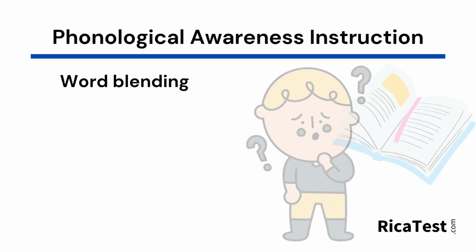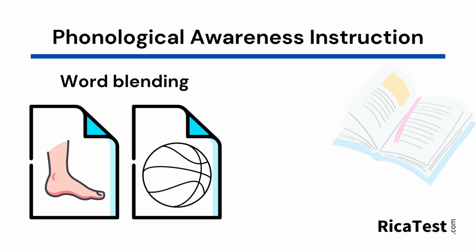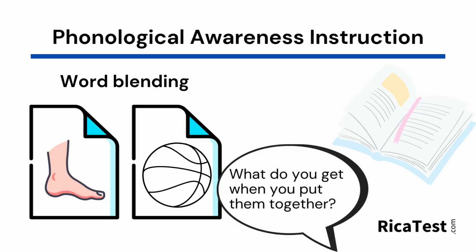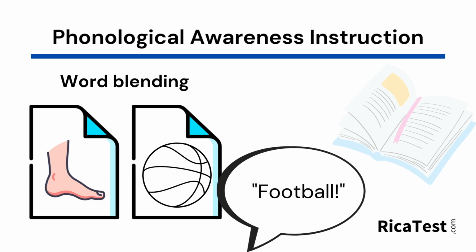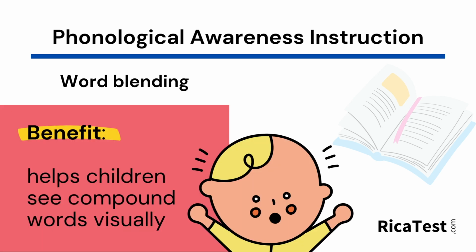For this reading need, the teacher will use word blending instruction. The teacher here will use pictures of the two parts of the compound word. For example, foot and ball. The teacher prompts the student by saying, "This is a picture of a foot and this is a picture of a ball. What do you get when you put them together?" The student says, "Football." Word blending instruction helps children see compound words visually.